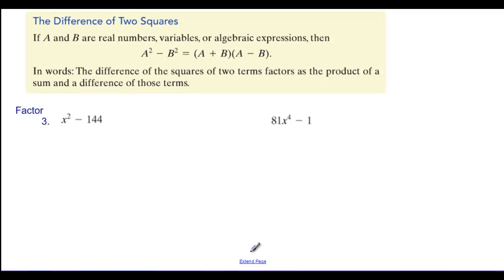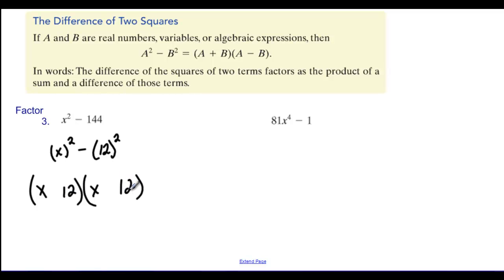So for instance, we would square x to get x squared, and we would square 12 to get 144. Excuse me, let me write the 2 up there. So now we're factoring this: the x, the first term, goes in the first spot, the 12 goes in the second spot, and we need opposite signs. So plus and minus, or minus and plus, it doesn't matter which comes first.